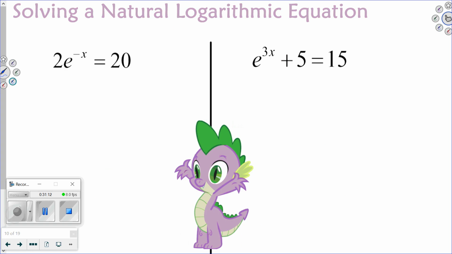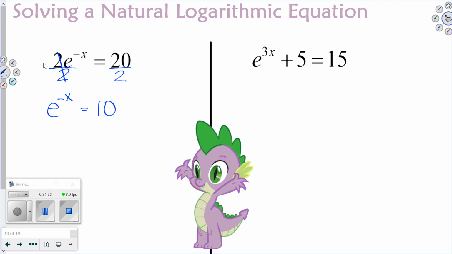All right, guys. The next question. 2 times e to the negative x equals 20. What do I do first? Divide by 2. Always trying to isolate as much as you can. So I have e to the negative x equals 10.